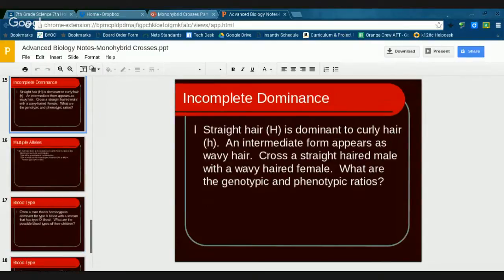So try this one. I'll go ahead and stop talking for just a moment. You can push pause. Give me the genotypic ratio, but instead of a phenotypic ratio, tell me what percentage of the kids are going to have straight hair, how many are going to have wavy hair, and how many are going to have curly hair. So give me what percentages they're going to have there, and then what the genotypic ratio will be.